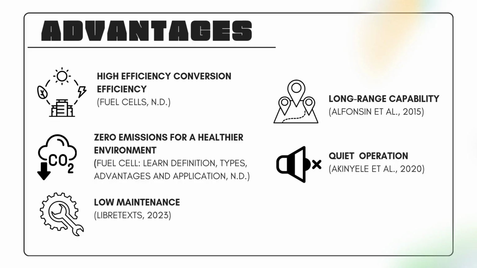Next, long-range capability. This is crucial for competition with gasoline cars. You can drive a hydrogen fuel cell car hundreds of miles on one tank. Even better, refueling only takes about 5 minutes, just like a normal gas car. This long range and quick refueling make fuel cells the ideal choice for heavy-duty applications like long-distance semi-trucks, trains, and even ships. Finally, we have quiet operation.